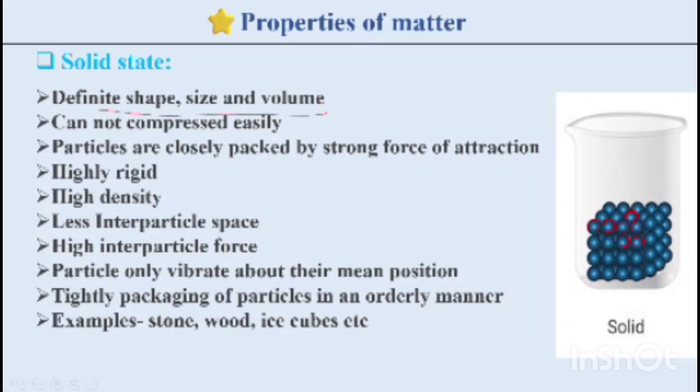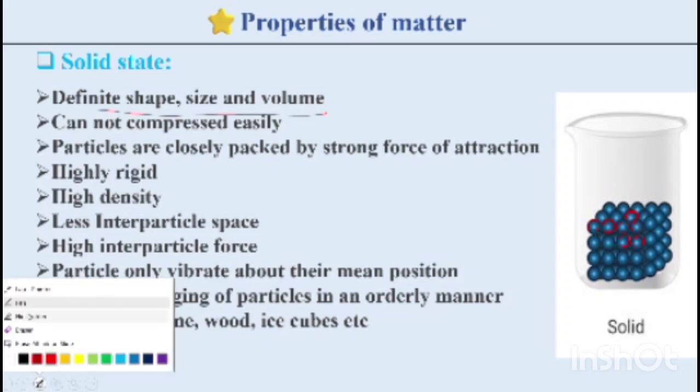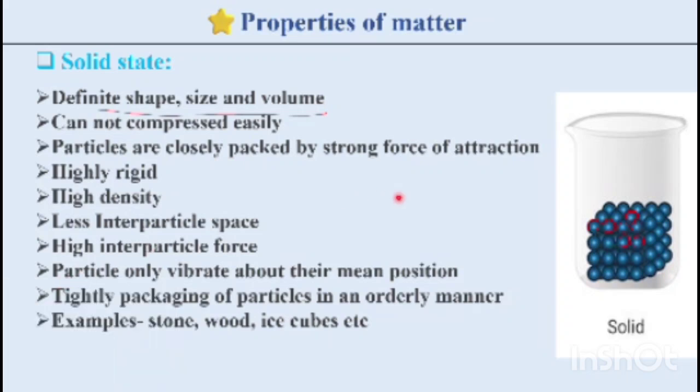The solid state has definite shape, size and volume. This is very important. Like the table you are seeing in front of you, it has a certain size, a certain shape, a certain volume, because it is solid. In the case of solids, the particles are perfectly or rigidly arranged. That's why solids always have definite shape and definite volume. Clear? They cannot be compressed easily.